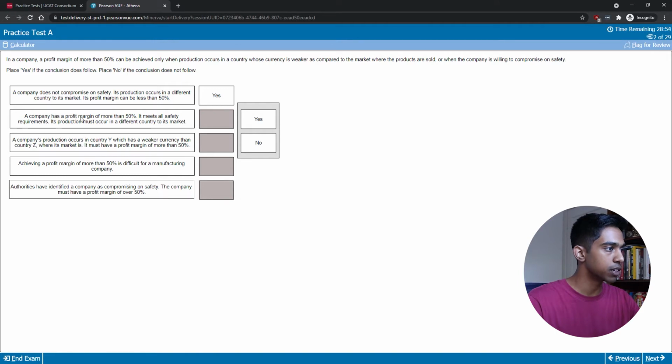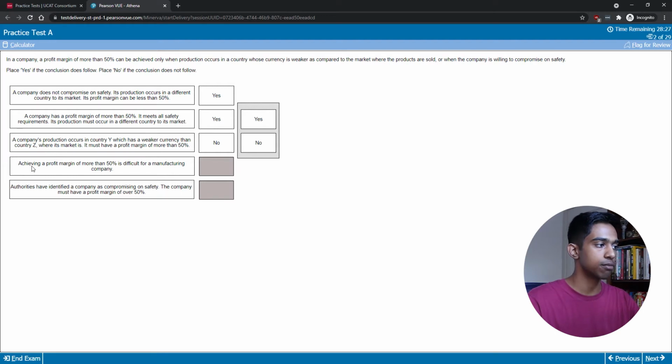A company has a profit margin of more than 50%. It meets all safety requirements. Its production must occur in a different country. Yes, that'll be true, because it can only be achieved when production occurs in a weaker-currency country or with compromised safety. A company's production occurs in country Y, which has a weaker currency. It must have a high margin. That's not true. I guess the important keyword is can be achieved.